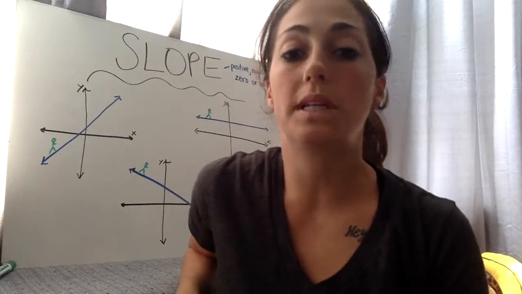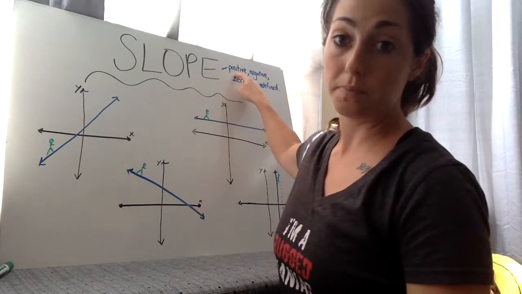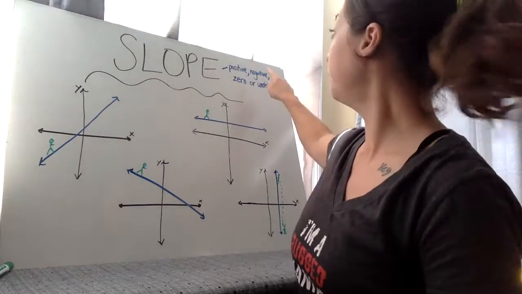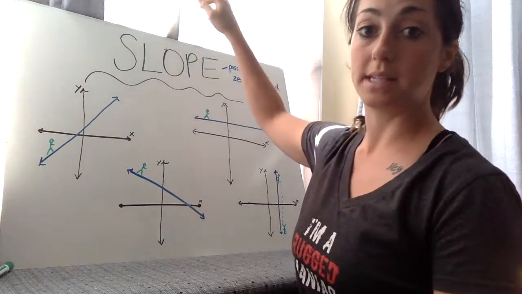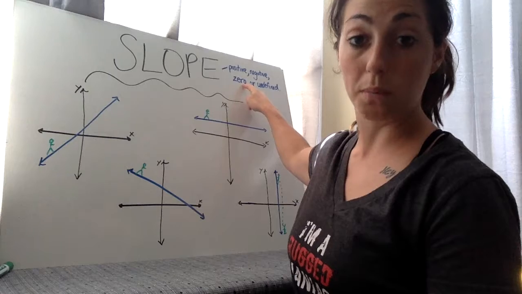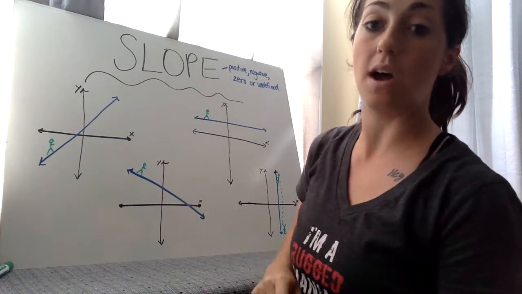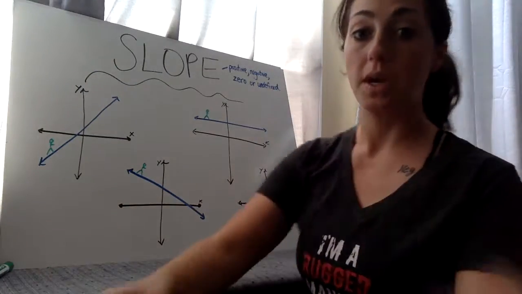All right, so let's start talking about our options. Like I just said, we have options for slope. We have a positive slope, so that's like uphill. A negative slope, that's like downhill. We have zero slope, like I said, a no slope or zero slope. And then lastly, undefined slope.